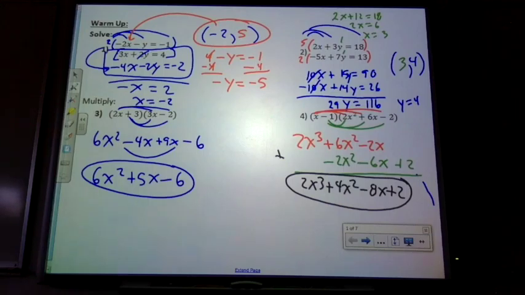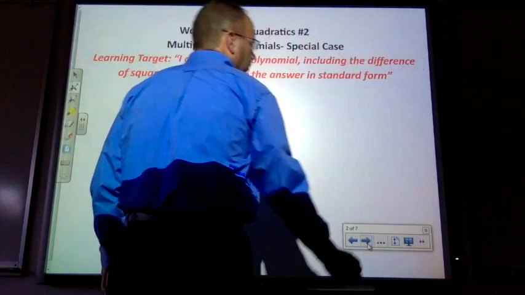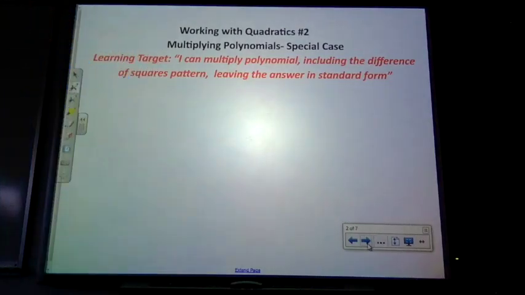Feeling okay about this? So that was kind of yesterday stuff, right? All right. So we're scrolling down your page a little bit on that backside. So working with quadratics, multiplying polynomials, and there's a special case. I can multiply polynomials, including the difference of squares pattern, leaving the answer in standard form. Okay? So that's our target we're going to go to.